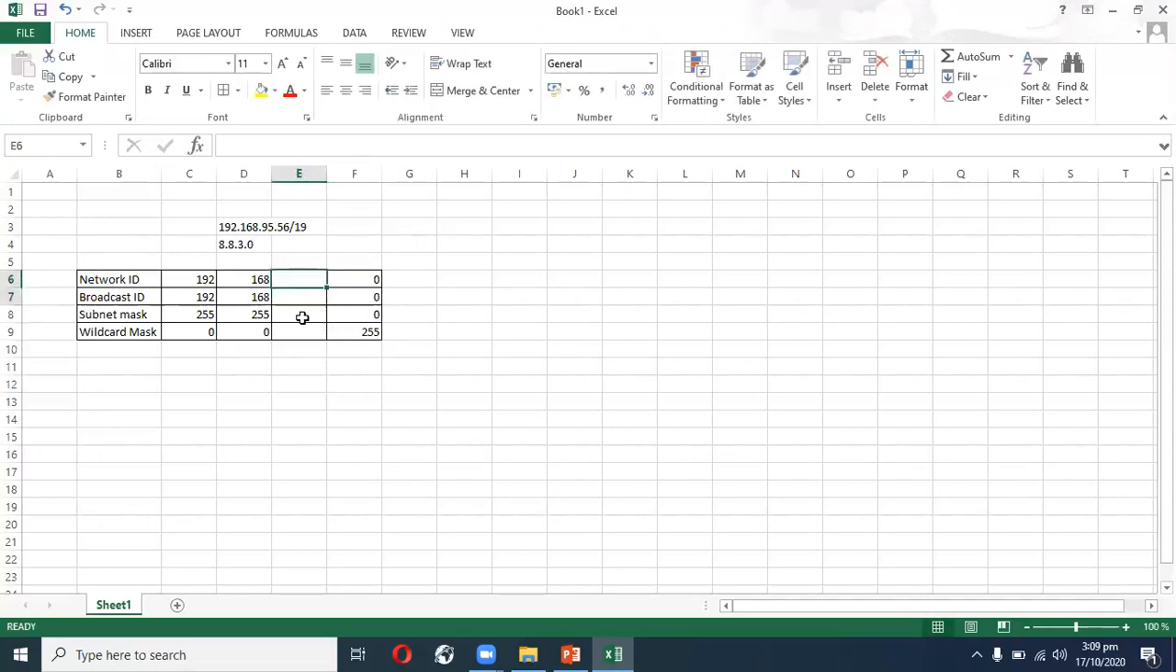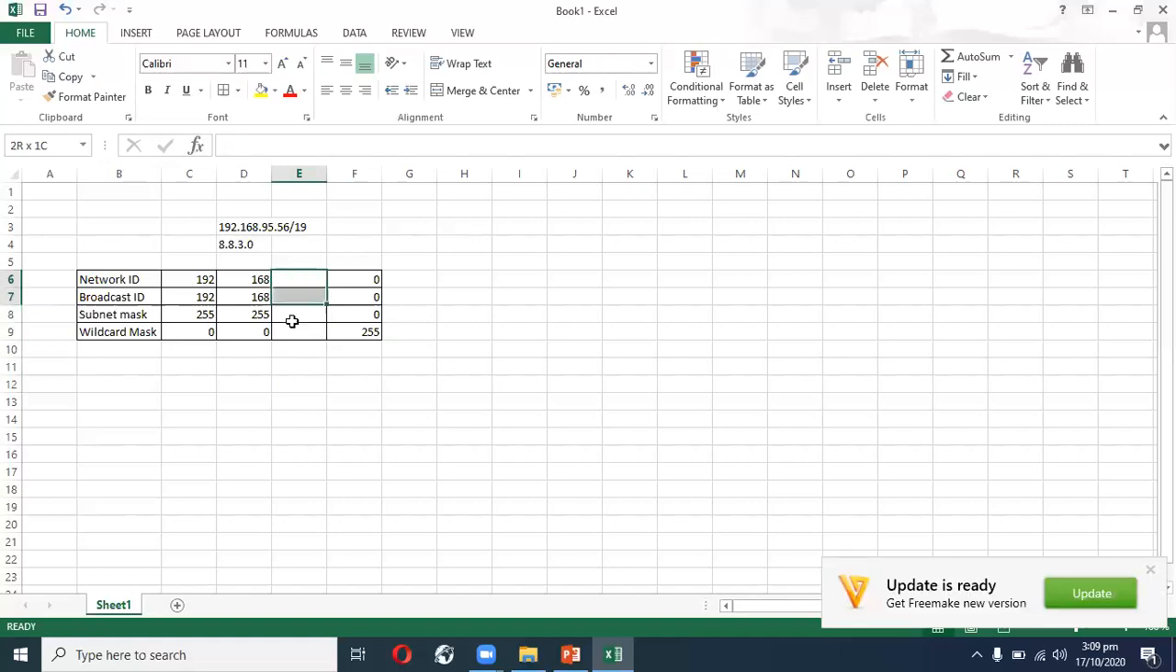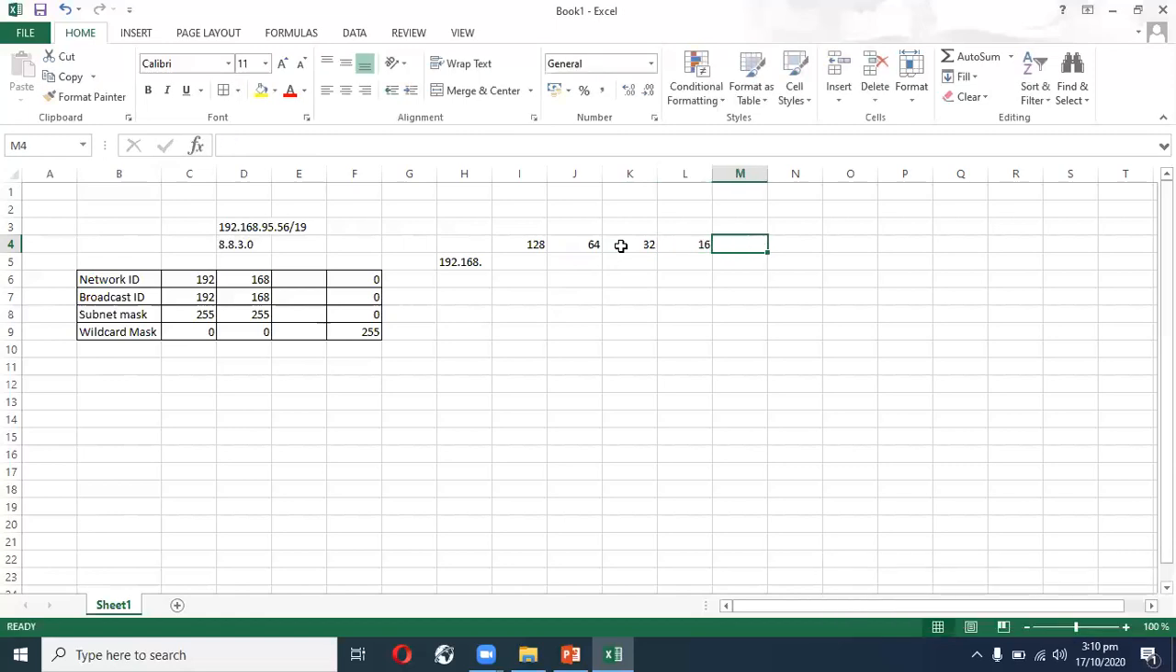So now we need to find this column. Let's start. So we have 192.168. Now here we have to use the formula. Let's write it down up here. It's 128, then 64, 32, 16, 8, 4, 2, 1.